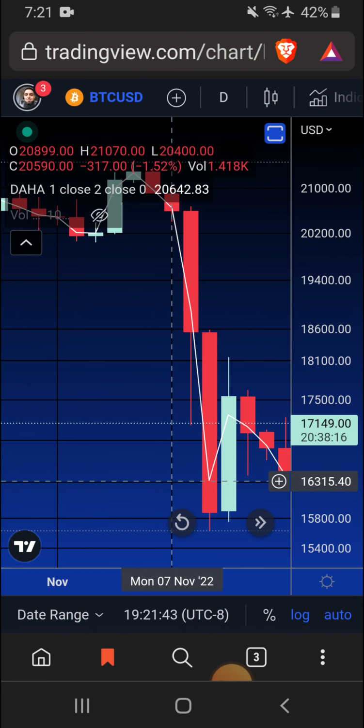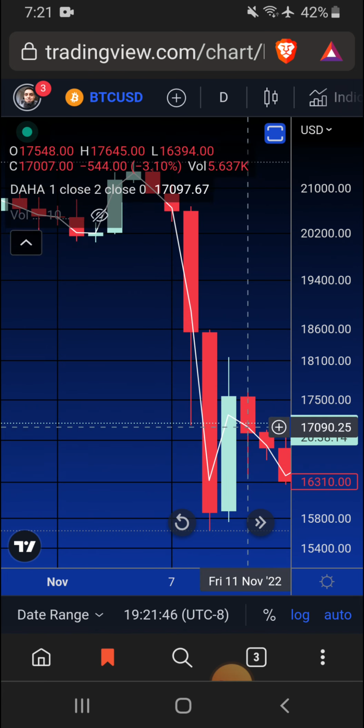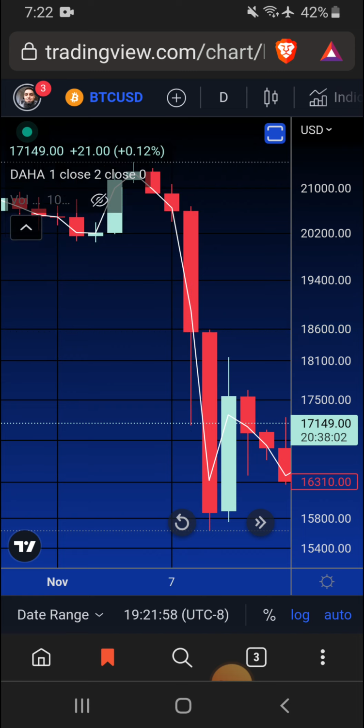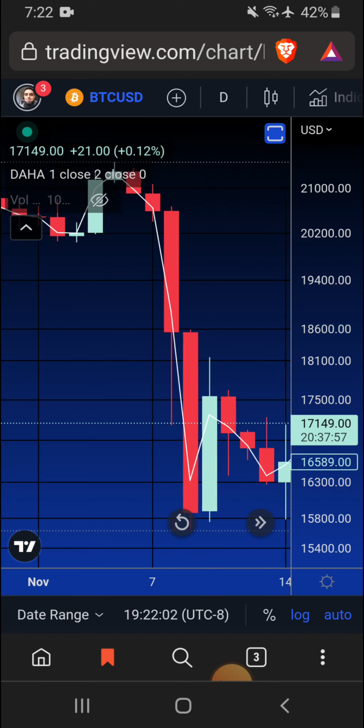Maybe, because look, we were here and it came back up still. So at some point it was in this candle that has the fishtail at the bottom, the wick, that had a low of like 17,114. It eventually came back up to here. So maybe the DAHA is still useful in that case, even in a manipulated, risky market like crypto.